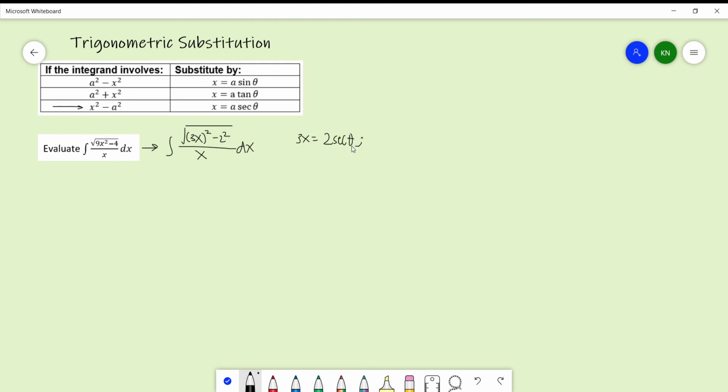Now we also have to find the value of our x. To isolate x, we can divide both sides by 3, so x is equivalent to 2/3 secant theta. After we find the value of x, we also need to find the derivative of x. So dx is equivalent to 2/3, and then the derivative of secant, which is secant theta tangent theta d theta.